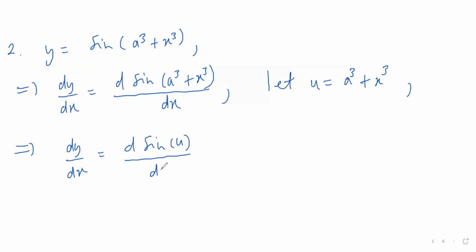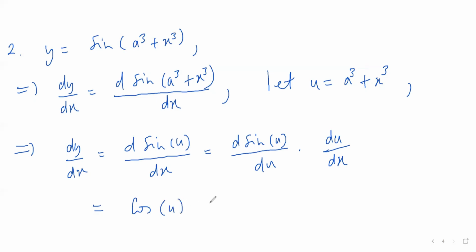with respect to x. And applying the chain rule to this gives us the derivative of sine u with respect to u multiplied by the derivative of u with respect to x. That's what the chain rule says. So let's go ahead and calculate this. The derivative of sine u with respect to u is simply cos u. So we multiply this by the derivative of u with respect to x. And u is, of course, a cubed plus x cubed.